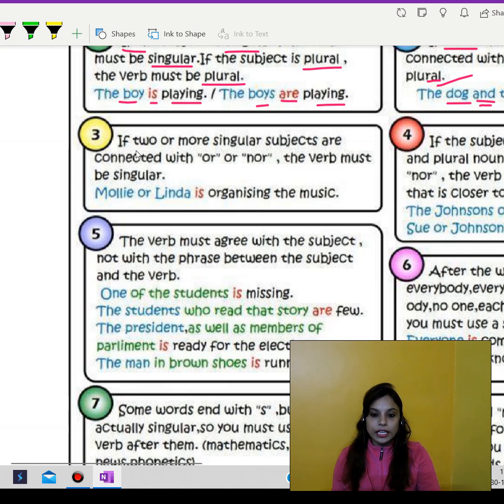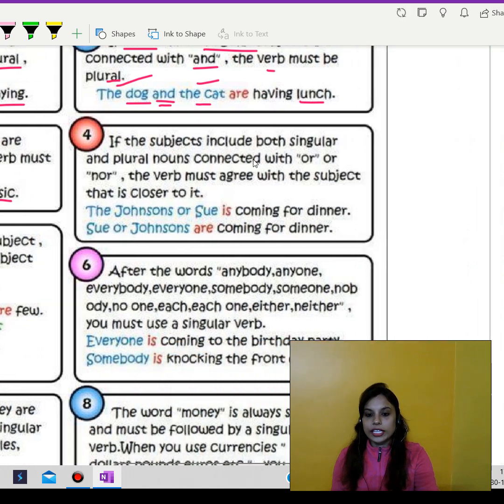Next rule, if two or more singular subjects are connected with or or nor, the verb must be singular. Like Molly or Linda is organizing the music. So is. Why? Because there is an or or a nor. A nor example is not given, but an or example is given. Let's move over to the next one.